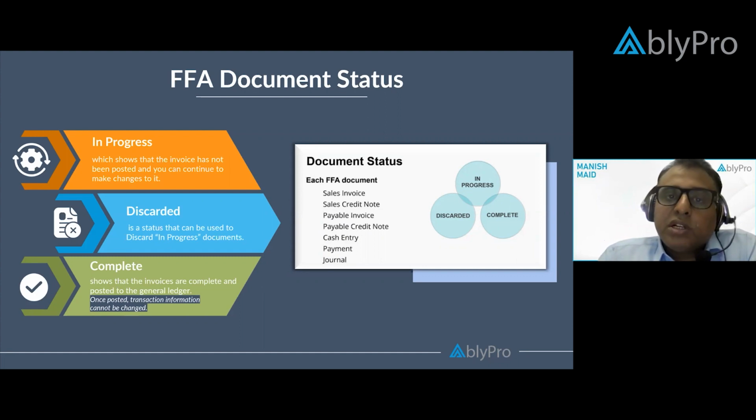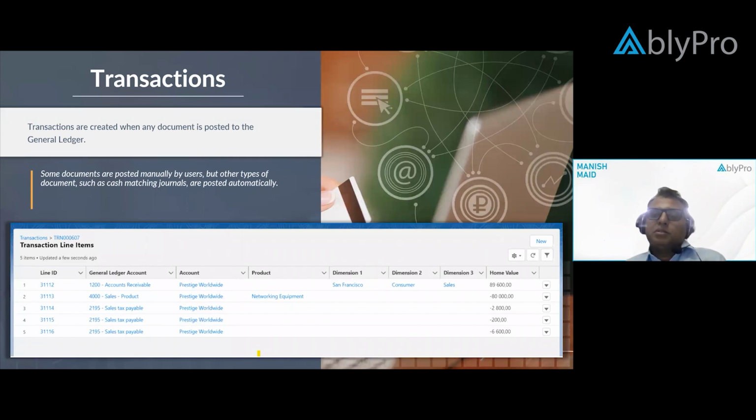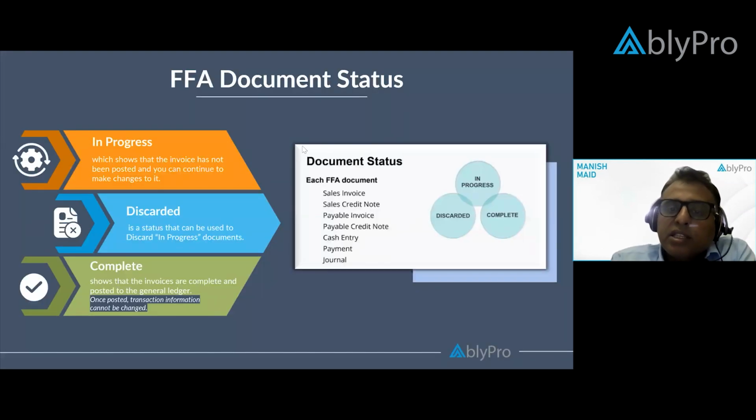So let's move to the other part of the presentation. That's transactions. In the earlier slide, we discussed there are 7 main types of the document: sales invoice, sales credit note, payable invoice, payable credit note, cash, journal entry, and payments. These are the documents which generate transactions. When we change the status to complete, the financial postings are done and a debit credit transaction is generated into the system, which ultimately results in generating the relevant financial reports.